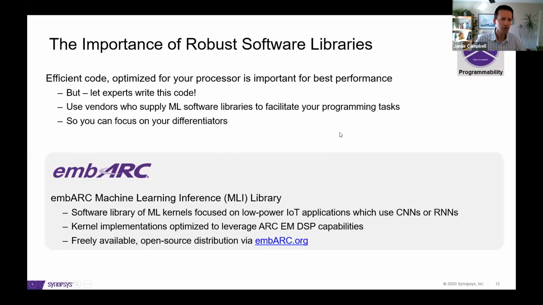So just by way of introduction, I'd like to show you the Embark Machine Learning Inference, or we call it the MLI library. So this is a library of ML kernels, which is really focused on, today is focused on low-end IoT type of applications. It supports both CNN and RNN kernels. And of course, the kernel implementations are optimized for the EM processor, similar to in some of the ways like I explained a few minutes ago. This is available as an open source distribution via our website, embark.org. So you can check it out today.